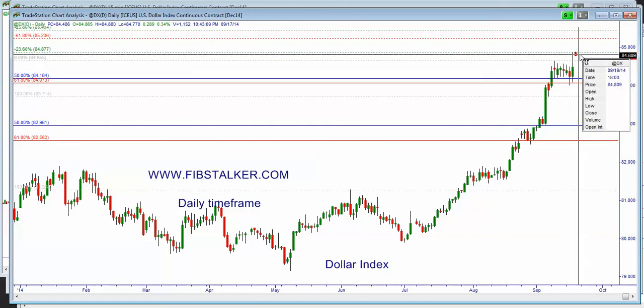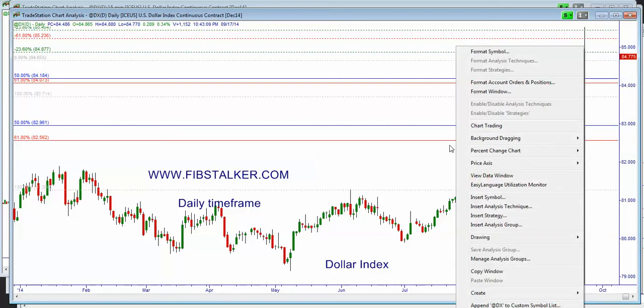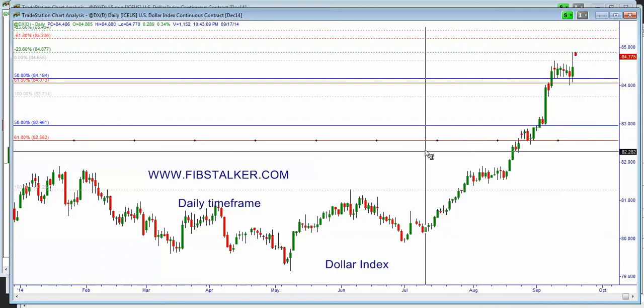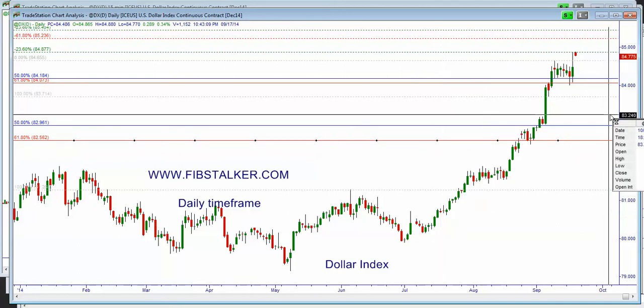Now, this is a busted setup. The market could actually come down and continue lower, and I've indicated here an 82.83 area. That's where there is a possibility for this market to retrace.